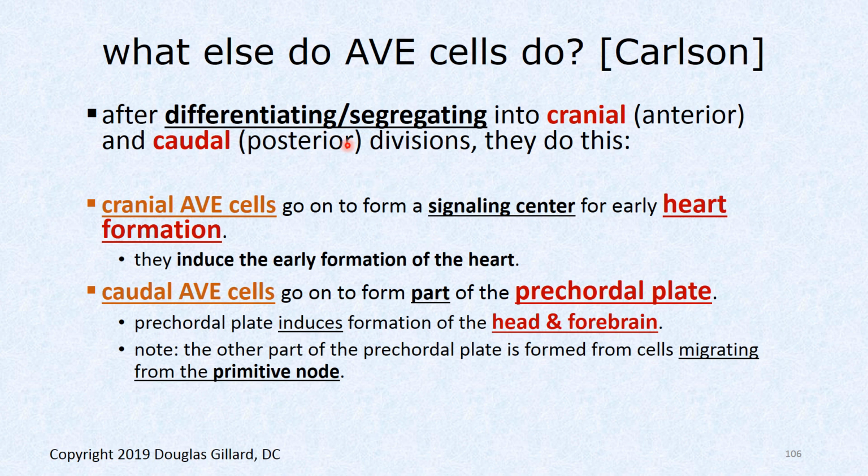Okay, the AVE cells also differentiate. The cranial-most portion of the AVE cells actually goes on to help make the heart. It's a signaling center. There's all kinds of proteins and transcription factors being turned on there, and it's very important in the formation of the heart. The more posterior, the more caudal end of the AVE cells, they go on to help form what's called the precordial plate, which we'll talk about in the next video. Precordial plate is super important. That's going to form part of your brain. It forms the forebrain and part of your head. So that's what those AVE cells do.